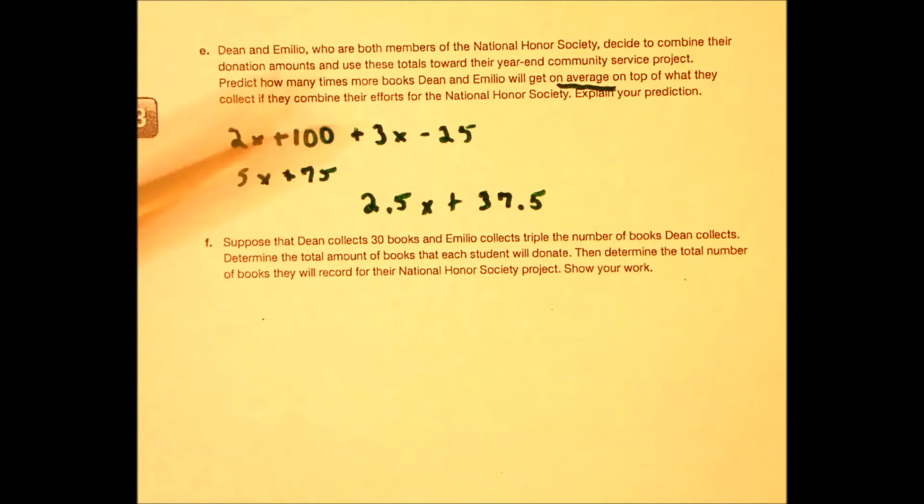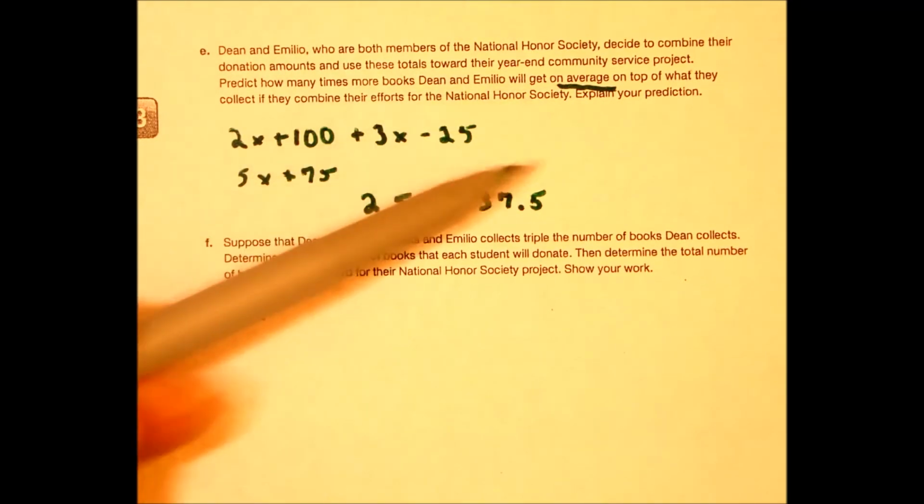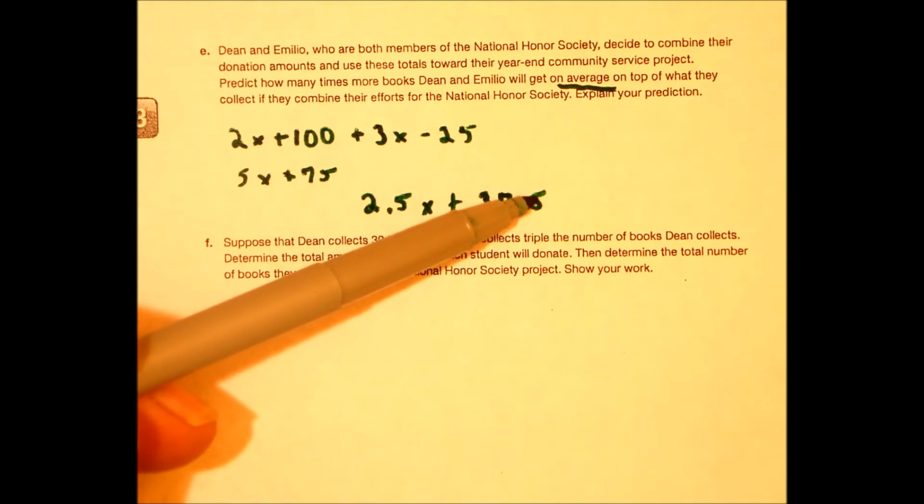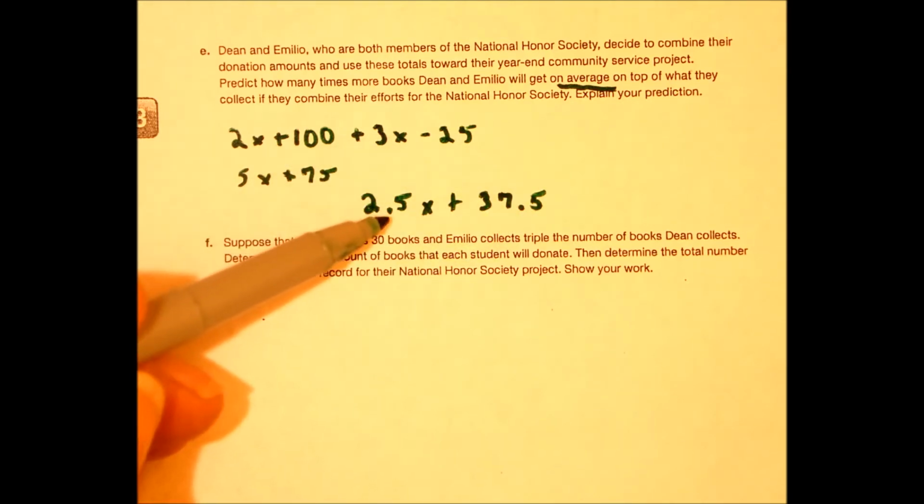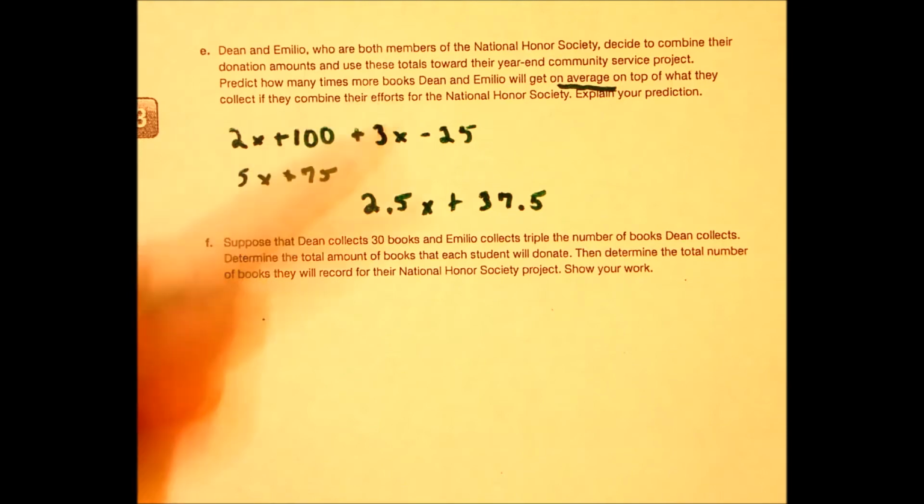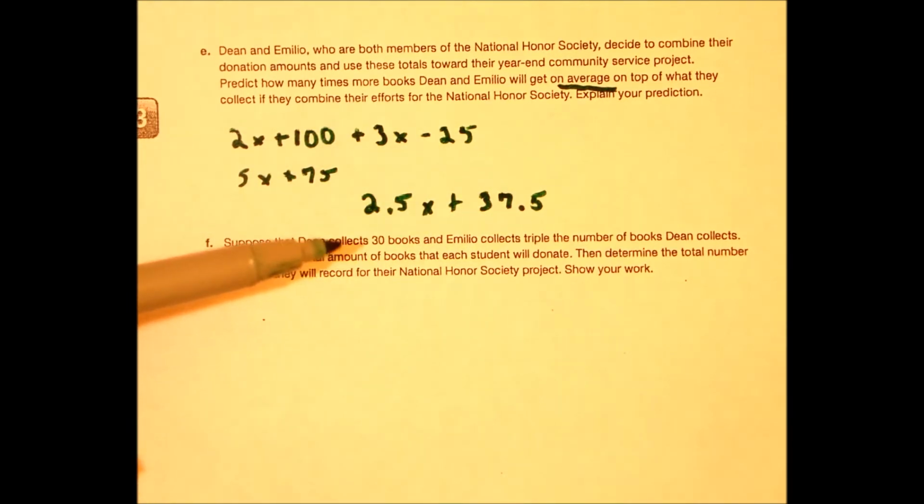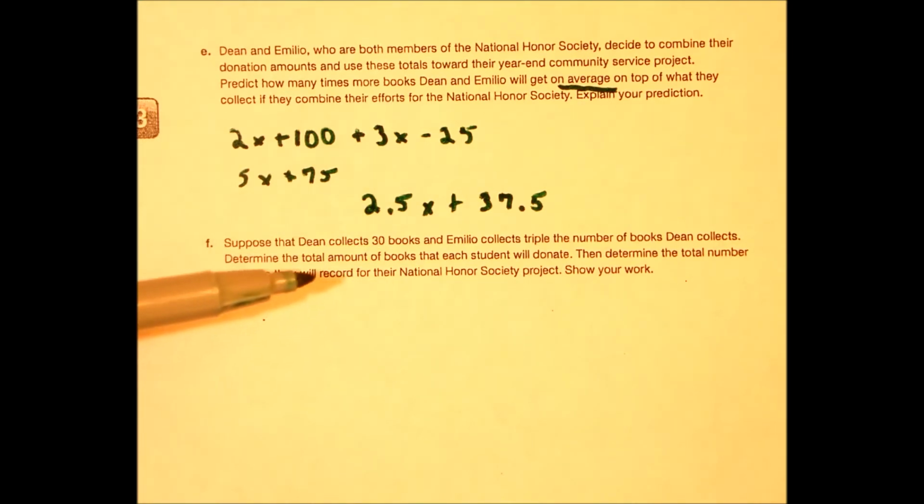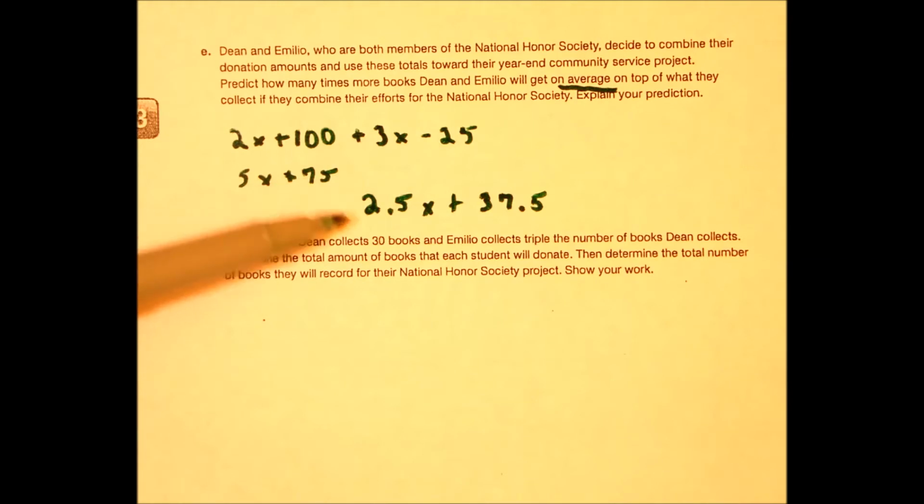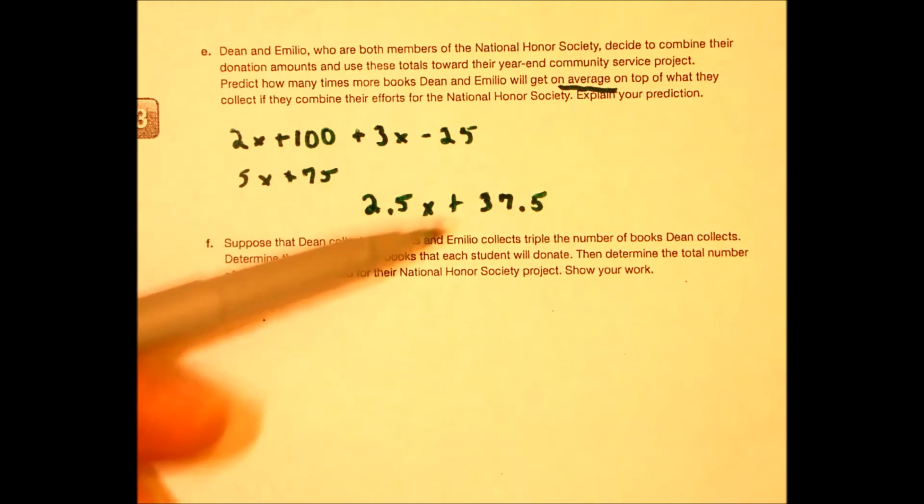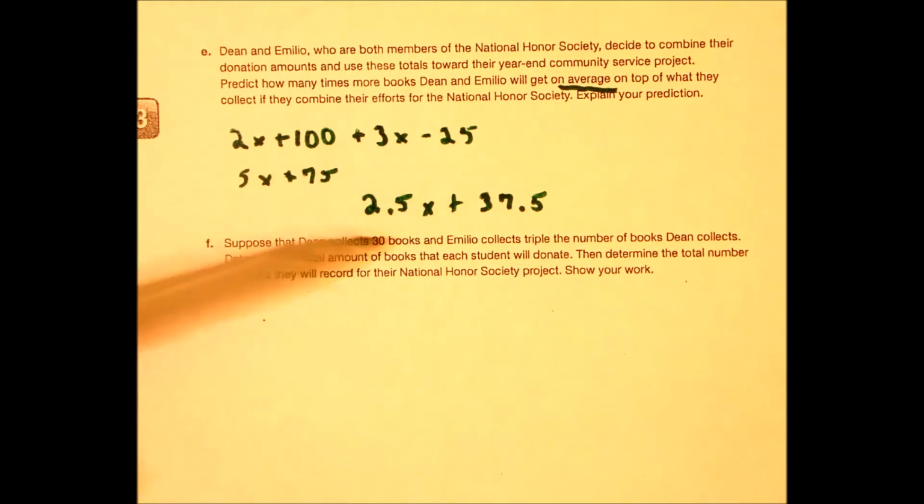Now remember, this is an average. Could you really end up with half a book? No. Nor could you end up with half a book here. But we're talking about an average now. So you're going to get an average of 2.5 times more books. Okay, because that's the rate of change. 2.5. All right.